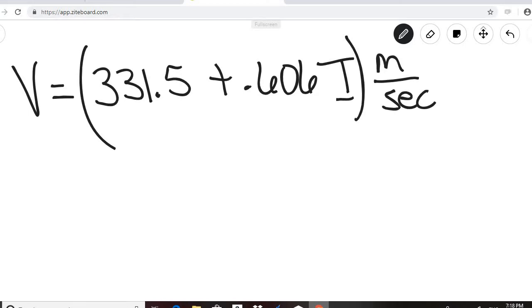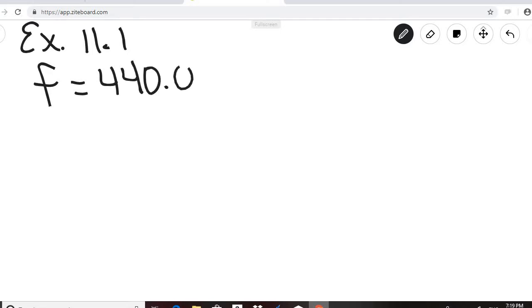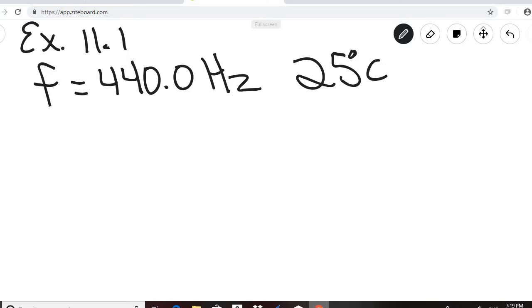So let's go ahead and start with a problem. We'll start with example 11.1 in your book. It says that when someone sings a standard A, the frequency of the sound wave produced is 440.0 hertz. So frequency equals 440.0 hertz. If the temperature of the air is 25 degrees C, what is the wavelength?